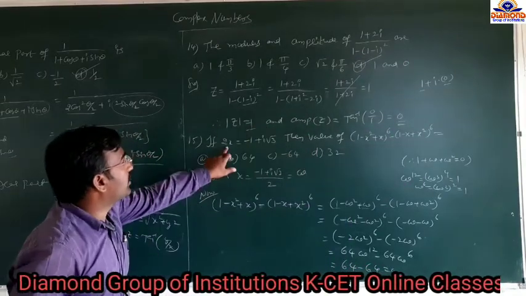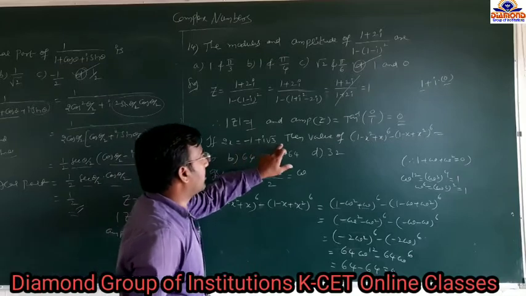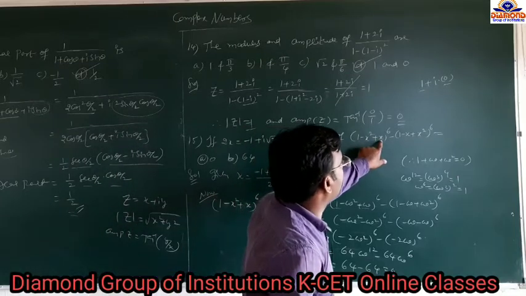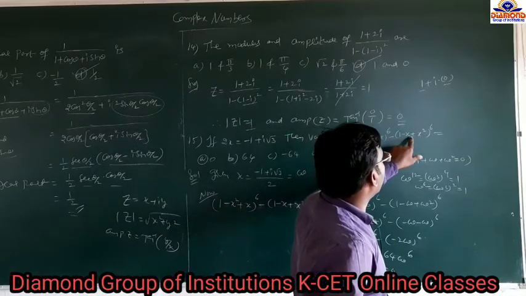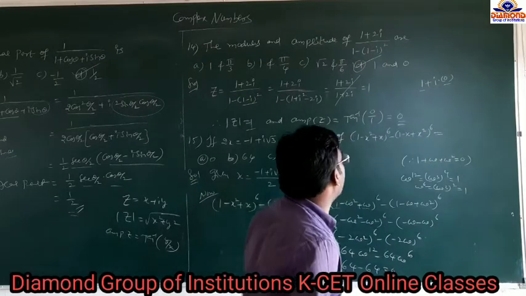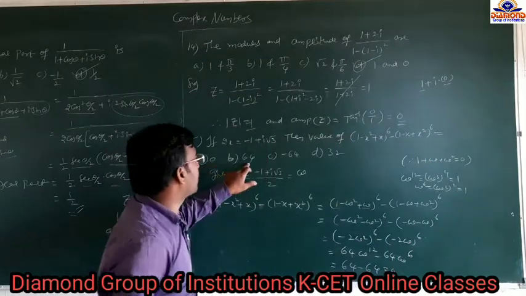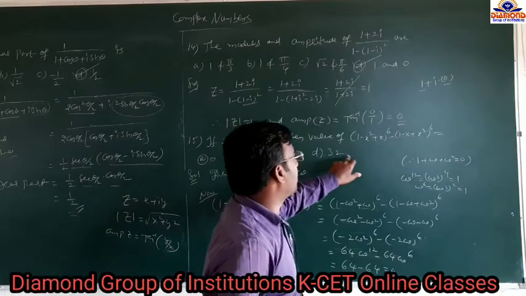Next, if 2x equal to minus 1 plus i root 3, then the value of (1 minus x square plus x power 6) minus (1 minus x plus x square) power 6 equal to? Option A 0, option B 64, option C minus 64, option D 30.